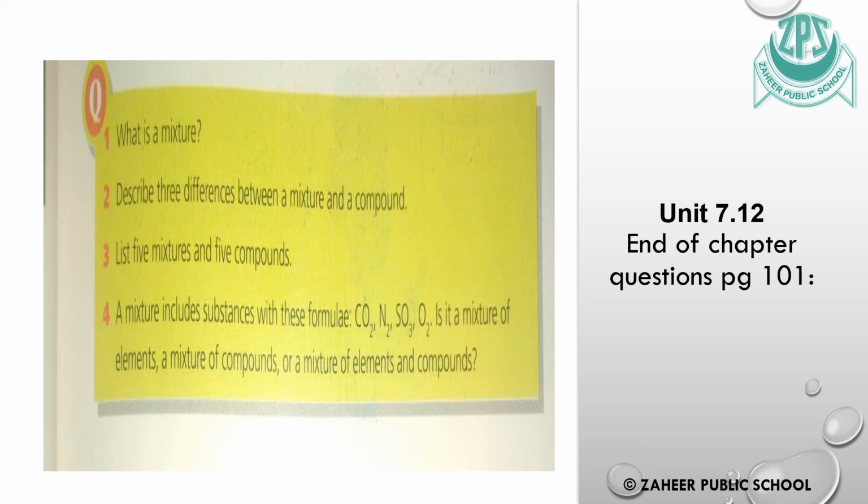In the last question, you have to make 3 columns. At the top of the first column, you have to write mixture of elements. Second one, you have to write mixture of compounds, and the last one, you have to write mixture of elements and compounds, and write these formulae in the proper column.